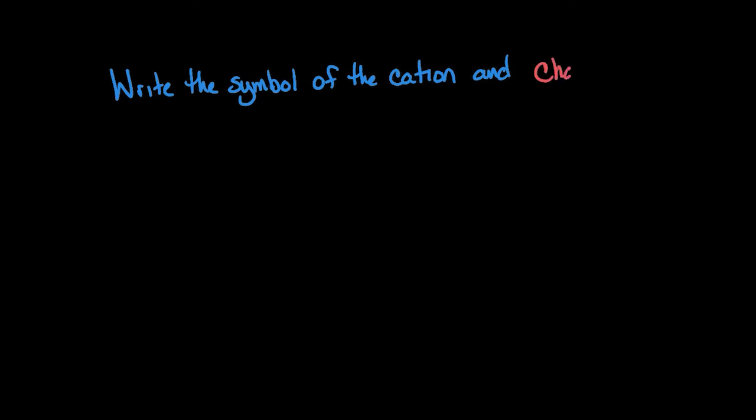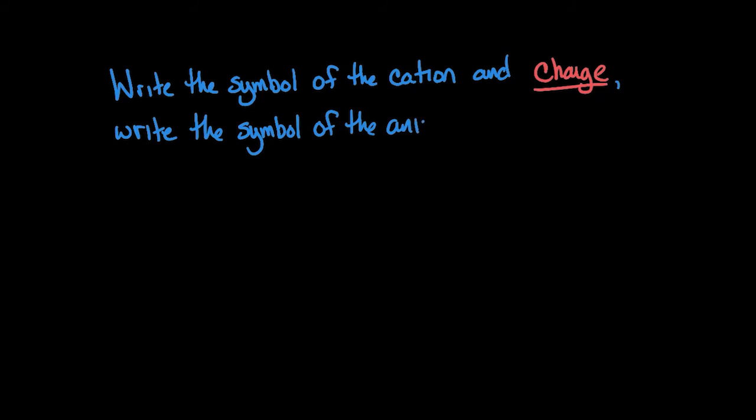So what if we have the name of an ionic compound and we want to write the chemical formula? Well, this process is going to look pretty similar to what we saw in the first video. We're going to write the symbol of the cation, and we're going to write its charge. And in this case, we're going to be given the charge as the Roman numeral in the name. Then we're going to write the symbol and the charge of the anion. And then lastly, we're going to balance the charges in our chemical formula using subscripts.